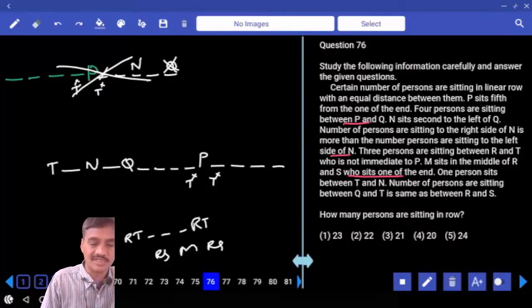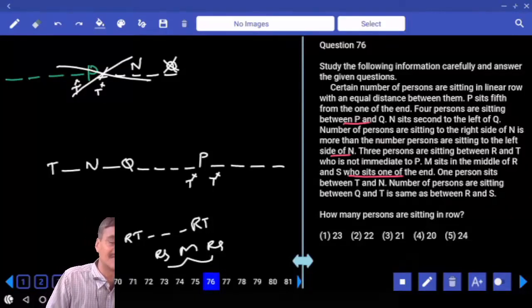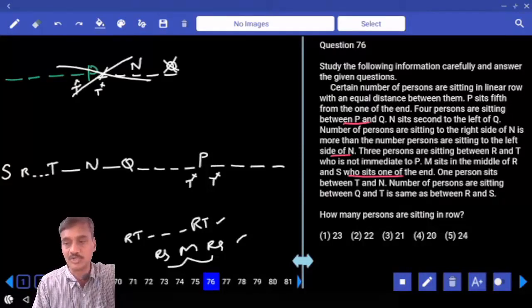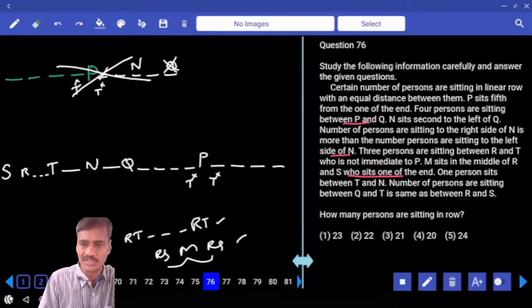As one person between T and N, then there are 3 persons between R and T. And 3 persons between R and T, where can we have this R and T? Either to the left or to the right. And next one, R and S, and M is exactly between R and S. S is at one of the ends means S must be at this place. Hence M is also needed here. In between T and R, how many people are there? 3 people. Now 3 people between T and R, 1, 2, 3. Hence R is here, 1, 2, 3, 3 people. And M is exactly between R and S. M sits in the middle of the row, and one person sits in between T and N. The number of persons sitting between Q and T is same as R and S. Now Q and T same as R and S.